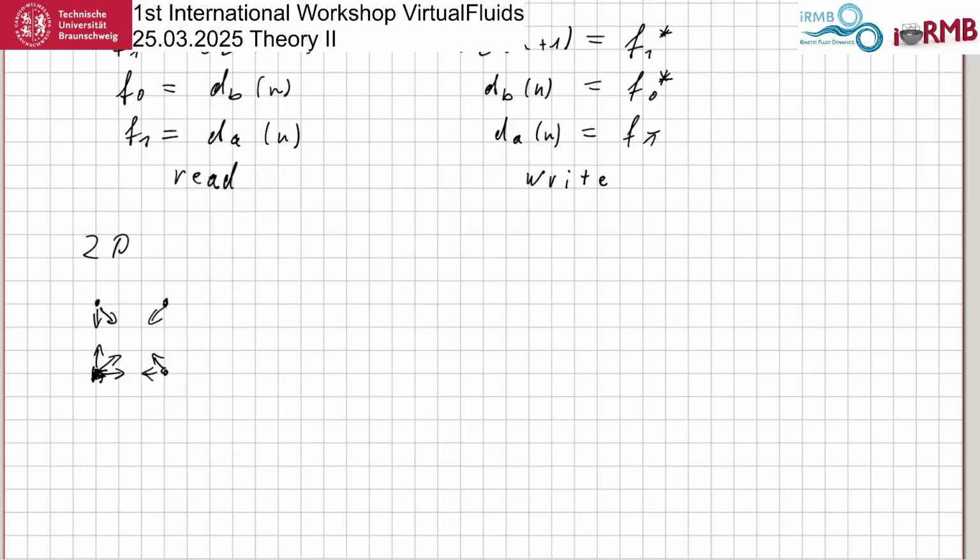So this is what we do when we read, and then when we write it back, we write this one here, this one here, this one here, this one here, this here, this here, this here, and this here. So the advantage is access to neighbors only in positive direction.